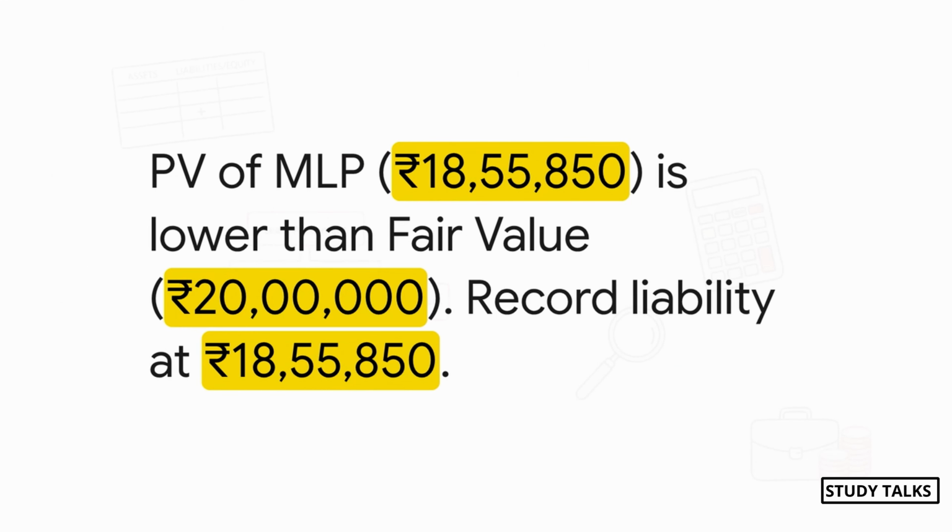Now for step 2. We use that critical recognition rule we talked about. Remember, the lower of rule? We compare the PV of MLP we just calculated, $18,555,850, with the machine's fair value of $20 lakh. We have to record the asset and liability at the lower amount, so we'll use $18,555,850. The journal entry is then straightforward: machinery account debit and lease liability account credit for that amount.